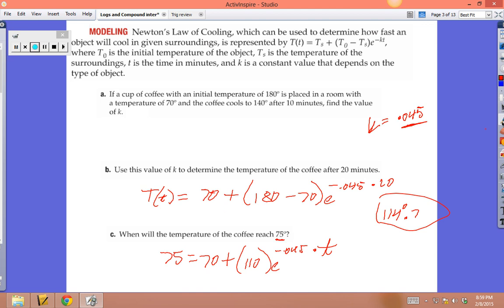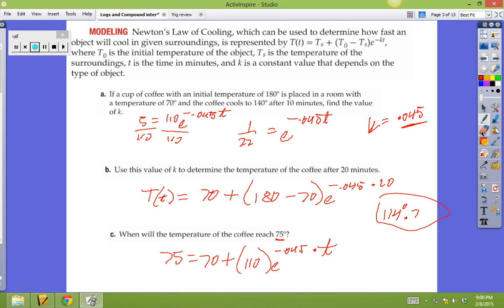So minus 70, minus 70, and I'm out of space, so I'll come up here maybe. I've got 5 is equal to 110 e to the negative 0.045t. So I'm going to ditch the 110, and it's just multiplying, so I'm going to divide by 110, divide by 110. 5 divided by 110 is 1/22. So 1/22 is equal to e to the negative 0.045t. And now I'm done. I have gone as far as I can go without using a logarithm.